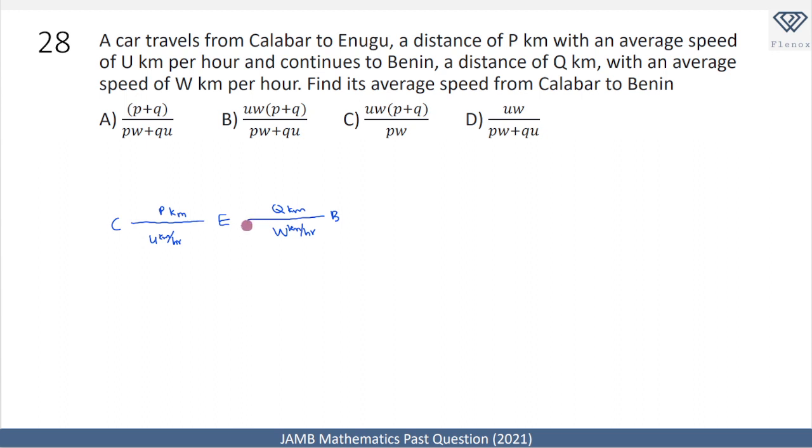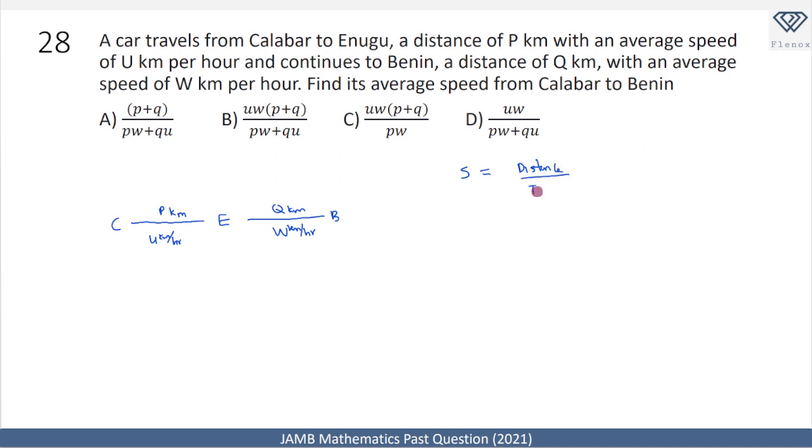Now one mistake that I've seen students make multiple times is to say, oh, the speed from Calabar to Enugu is U, and the speed from Enugu to Benin is W, so just say U plus W divided by 2. Just find the average of that. But that is the wrong way to solve this question. The right way is to remember that the formula for speed is what? Distance over time.